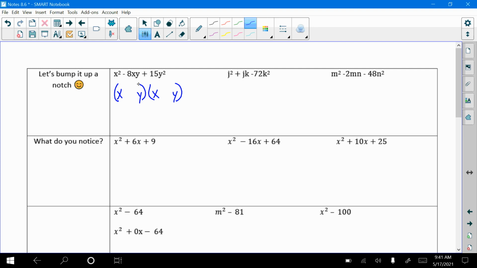So factors of 15: 1 times 15 is 15. Same signs, both negative, so negative and negative. They give me negative 8. The factors of 15 that add up to 8: 1 and 15, 3 and 5. There we go, 3 and 5. So minus 3 and minus 5. So pause me now and try the next two. They're just like that.